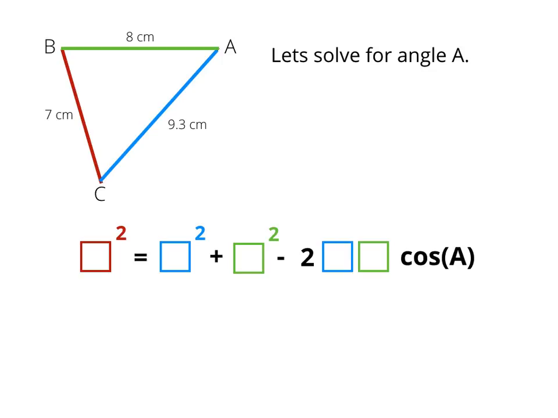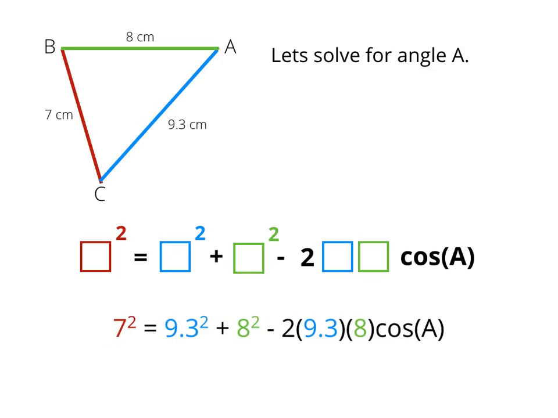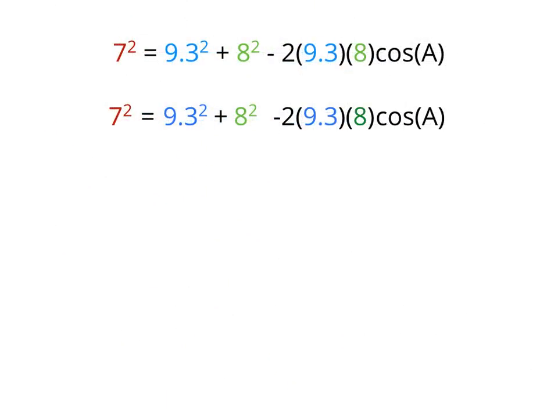So the equation becomes 7 squared equals 9.3 squared plus 8 squared minus 2 times 9.3 times 8 times the cosine of angle A. Notice angle A is the only variable in this equation, so that's the variable we have to solve for. Okay, let's focus now on how we go about solving for angle A.